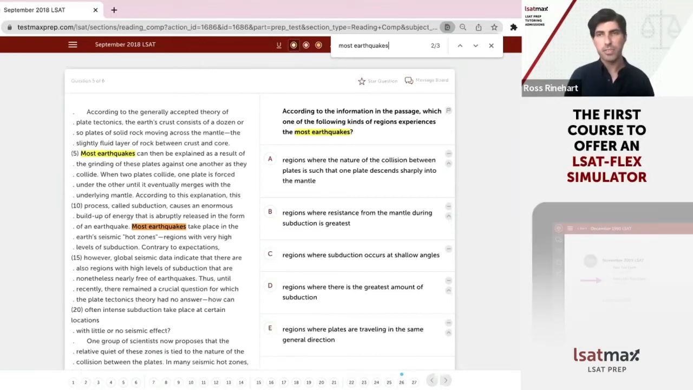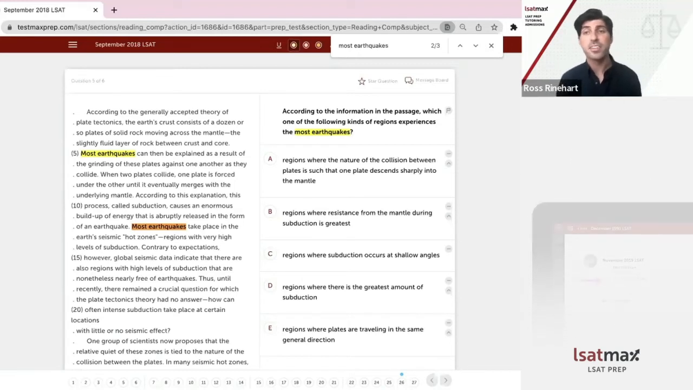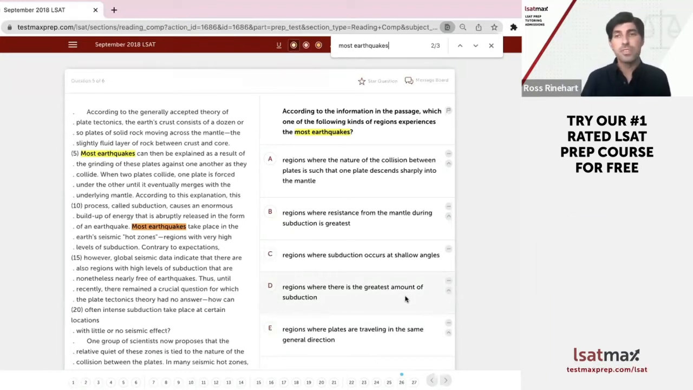Regions with high levels of subduction. We're all going with D. Yeah, that's what a lot of test takers do here. A lot of test takers go with answer choice D, regions where there is the greatest amount of subduction. However, if you chose D, you would have gotten this incorrect.